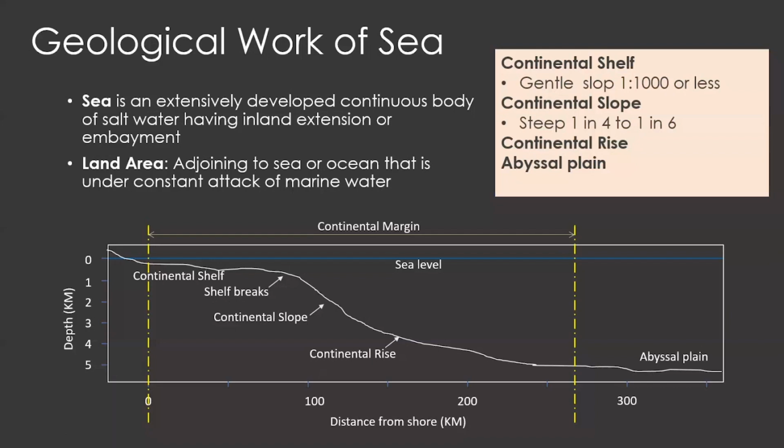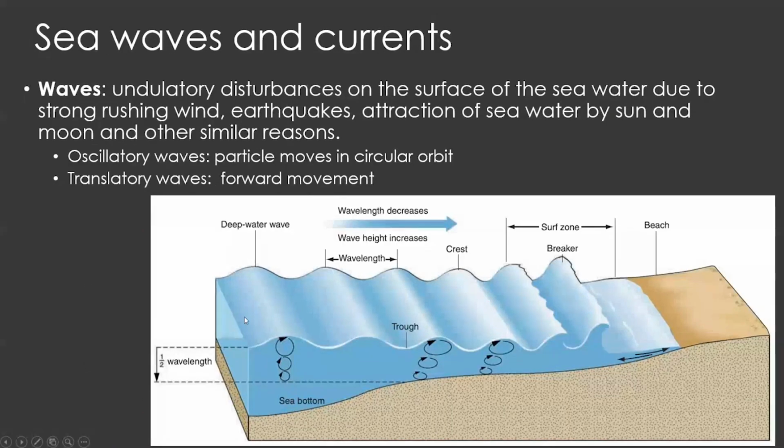Now, let us see how these waves are generated. As you know, sea waves are generated by disturbances on the surface of the sea water due to strong rushing wind, or it may be due to an earthquake, or it may be the attraction of sea water by the sun and moon. Those are tides, which we must have heard about. Earthquakes which generate large waves, we call tsunamis. And the normal waves generated by wind action are what we usually see on the seashore when we go to the beach.